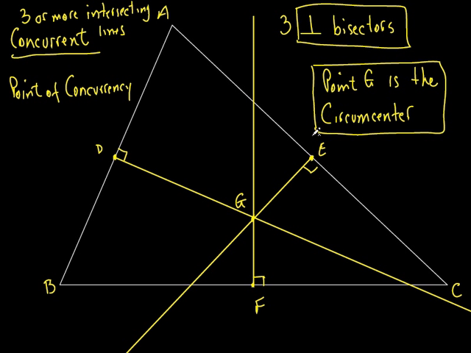Everybody writing this down? Cookie, you getting all this? Okay, write it down, please. Daniel, let's write this down. So point G is the circumcenter.